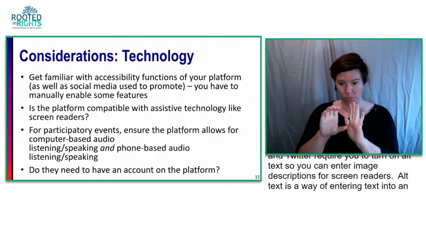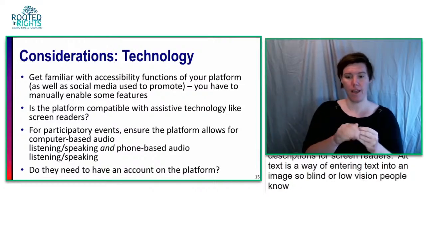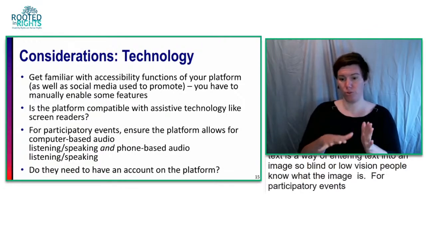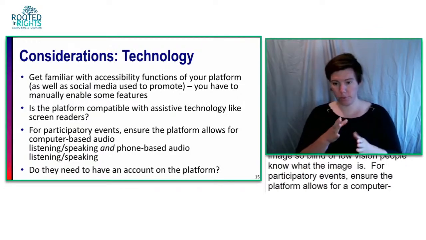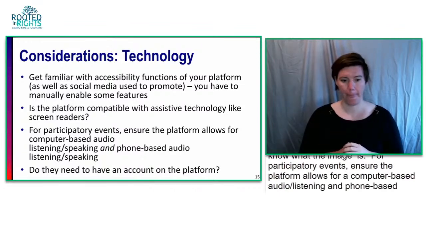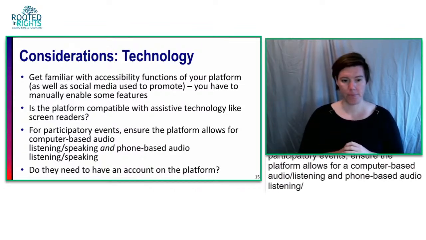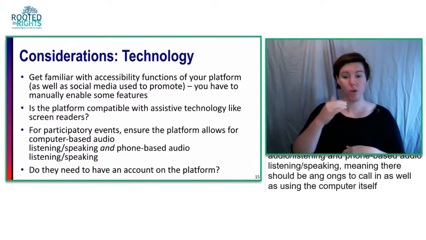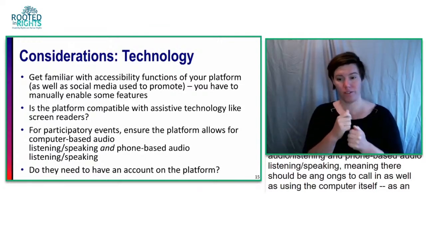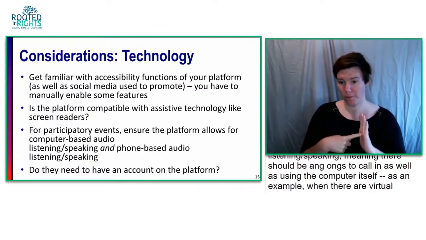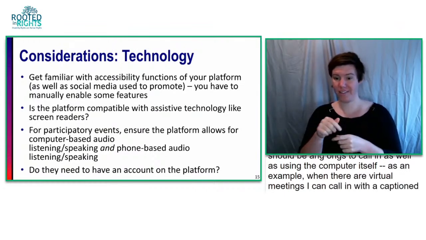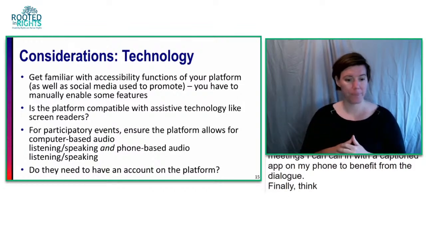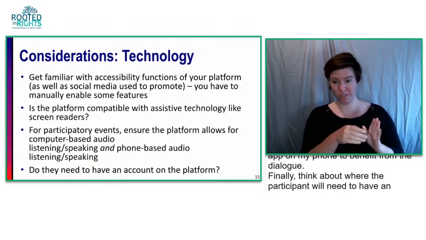For participatory events, ensure the platform allows for computer-based audio listening and phone-based audio listening and speaking, meaning there should be an option to call in as well as using the computer itself. As an example, when there are virtual meetings, I can call in with the Caption app on my phone to benefit from the dialogue. Finally, think about whether the participant will need to have an account on the platform in order to participate.